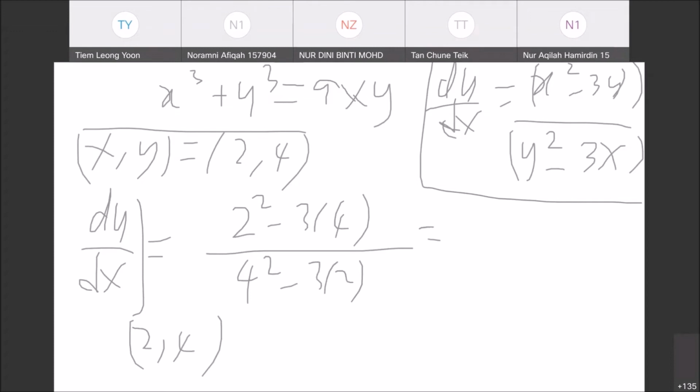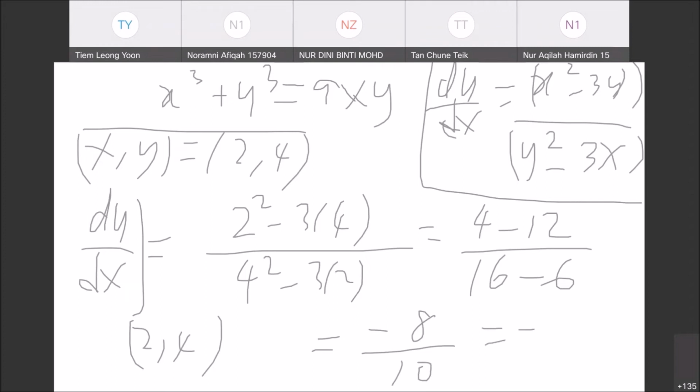So that will be 4 minus 12 over 16 minus 6. That gives me minus 8 over 10, so that is minus 4 over 5. This is the answer for dy/dx at (2, 4): minus 4 over 5, that is the slope of the tangent line.